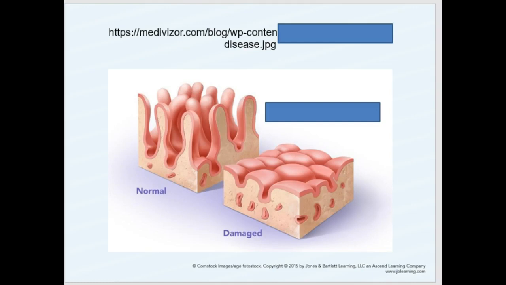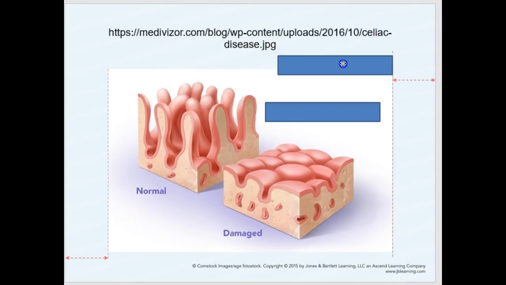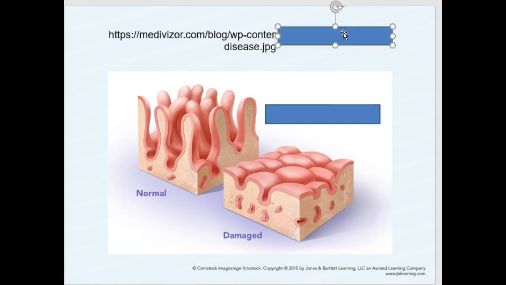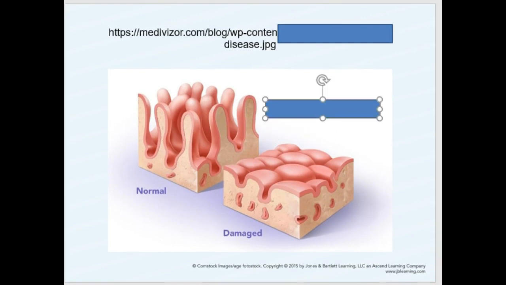What do you think this might be? Obviously, we have normal on the left, damaged on the right. Think back to the pictures that I've shown you microscopically or up close. This is definitely going to be celiac disease and the loss of those villi. As a sidebar, once they stop eating gluten, those villi can rebuild themselves. And I think this just says celiac disease as well.